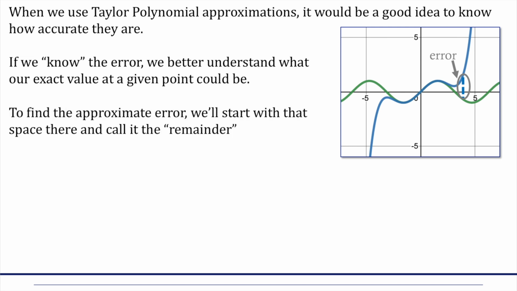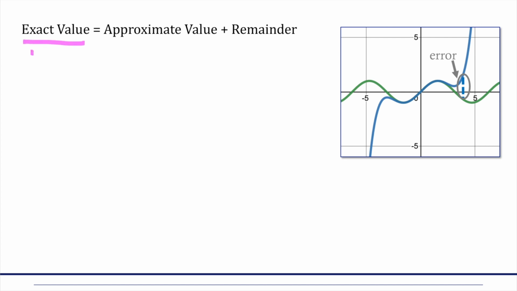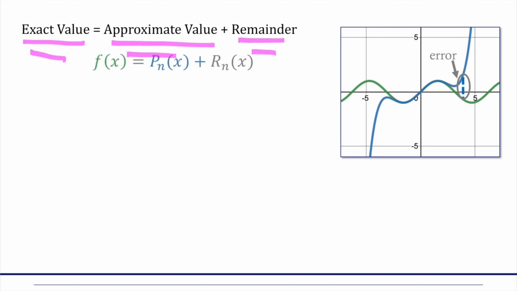So to find the approximate error, we'll start with that space there. And instead of calling it the error, we're going to call it the remainder. The exact value at a point would be the approximate value plus a remainder, which makes sense. So mathematically, that could look like this. f of x equals the Taylor polynomial approximation plus the remainder.